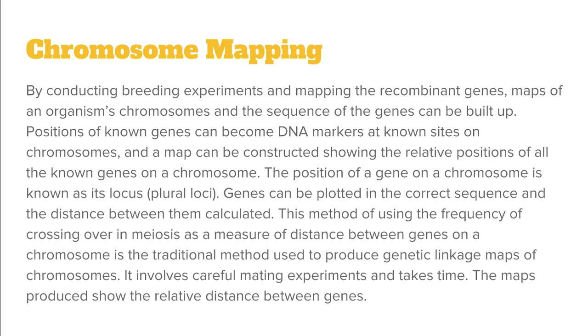So here we can see that when we know the position of specific genes on chromosomes, then we can plot them in a sequence and calculate the distances between them. And this is how we measure the closeness of specific genes and therefore produce our genetic linkage maps of chromosomes. And yeah, this has been a long process of conducting breeding experiments and then mapping all these recombinations that have been produced.